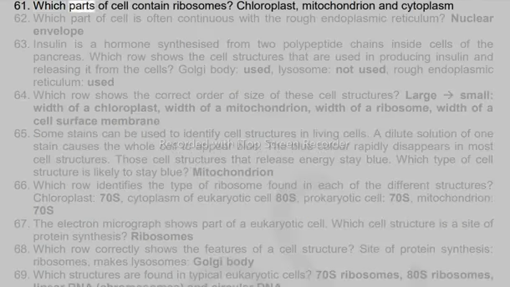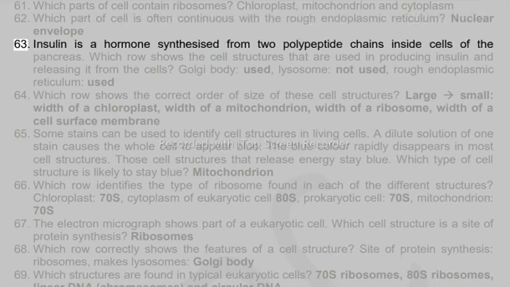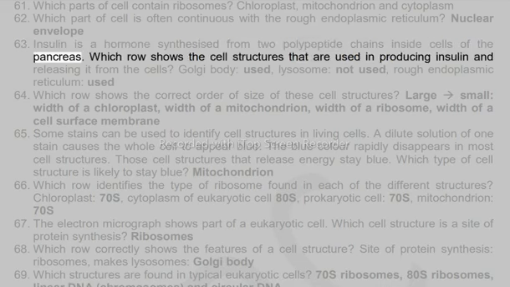61. Which parts of cell contain ribosomes? Chloroplast, mitochondrion, and cytoplasm. 62. Which part of cell is often continuous with the rough endoplasmic reticulum? Nuclear envelope. 63. Insulin is a hormone synthesized from two polypeptide chains inside cells of the pancreas.